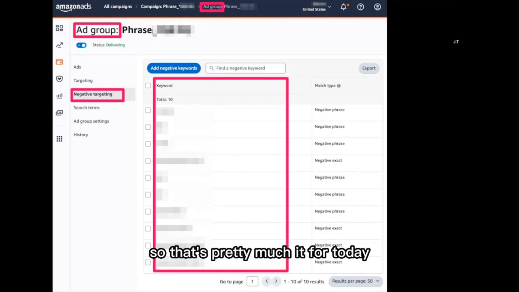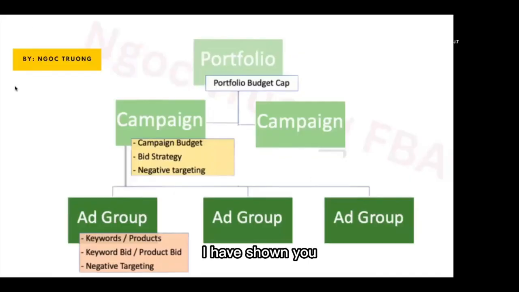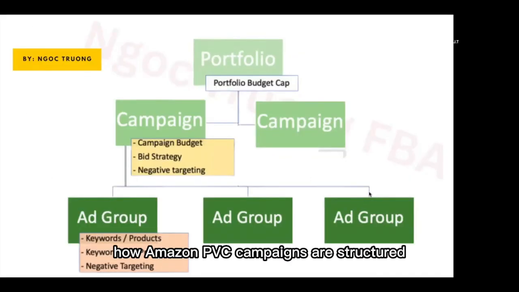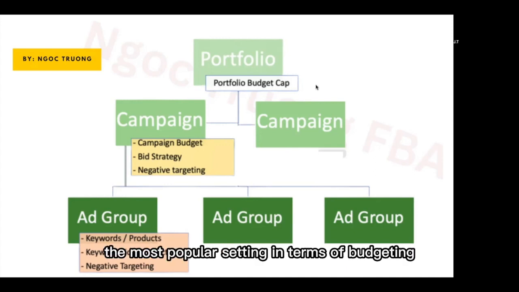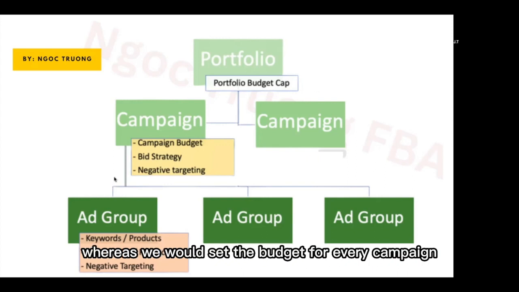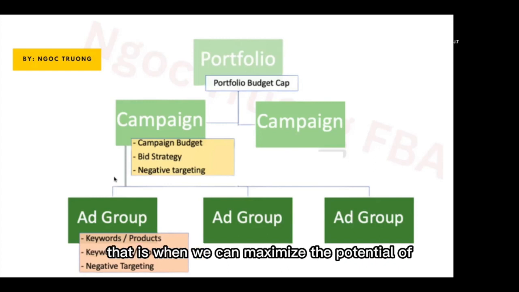So that's pretty much it for today. I have shown you how Amazon PPC campaigns are structured. I'm showing you this diagram again to help remind you of the overall view of the hierarchy, where we have 3 tiers. The top tier is portfolio. It's mainly for management purposes. You can set the portfolio budget cap, but it's not the most popular setting in terms of budgeting, whereas we would set the budget for every campaign. That is when we can maximize the potential of each campaign, right?